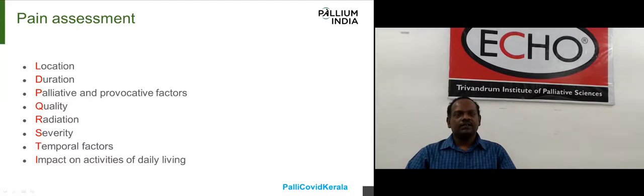Next is severity. Severity can be assessed by asking the patient how severe the pain is. This can be done by many methods. There are many types of scales used to rate the score of pain. One of the commonest methods is the numerical pain rating scale, where the patient is asked to rate his or her pain on a scale of 0 to 10, where 0 means no pain and 10 means worst imaginable pain. This is important to select the group of analgesics.